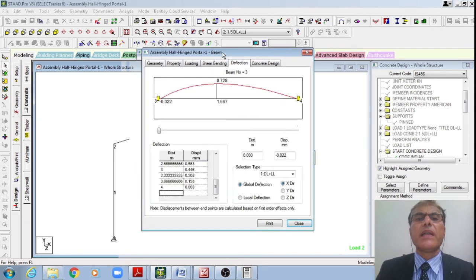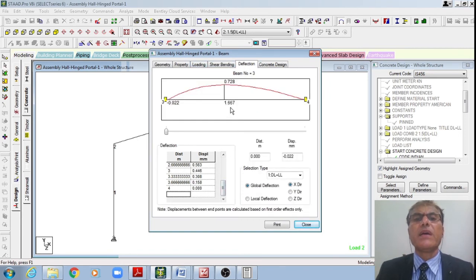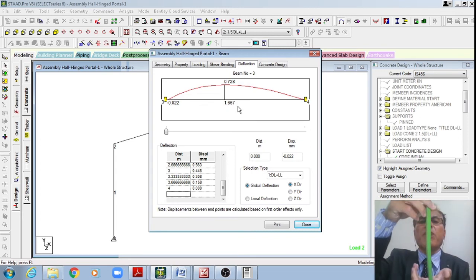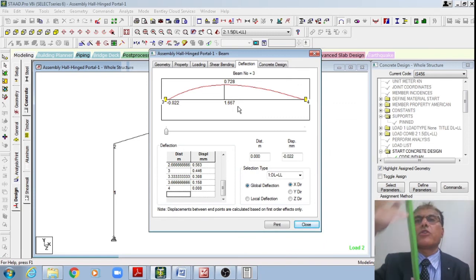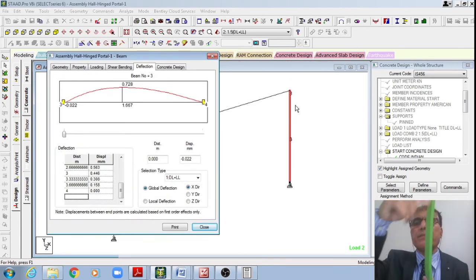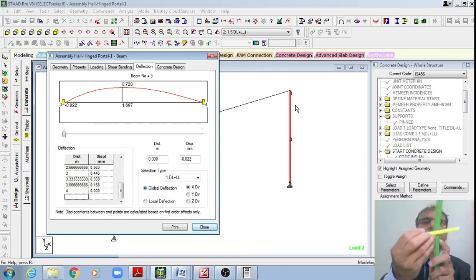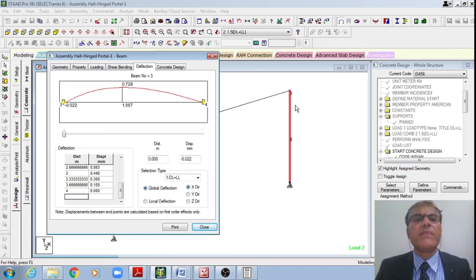However, now you can see, let us see what is the shear force and bending moment in that. Now you can see that for the dead load, live load combination, the maximum deflection is at a distance of 1.667 from the top end of this right side column, student. From this top end, at a distance of 1.67 meters, the deflection under service loads is equal to 1.667.